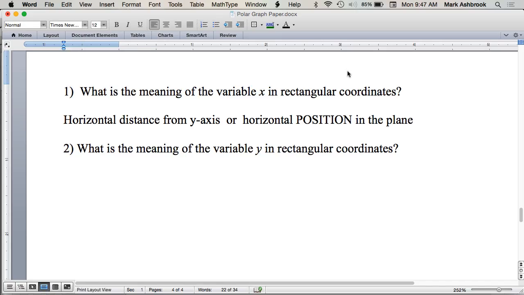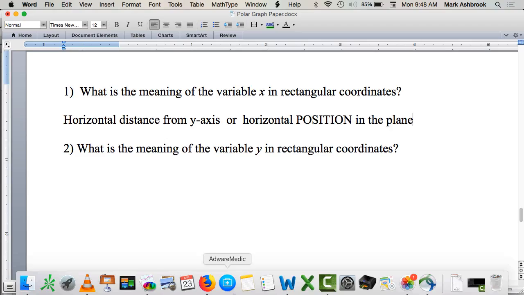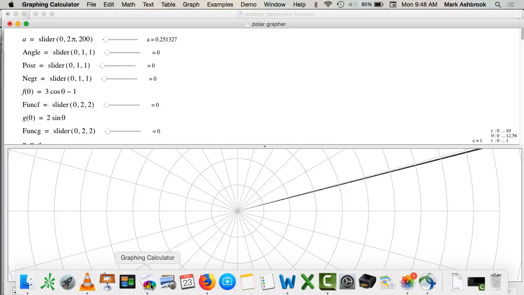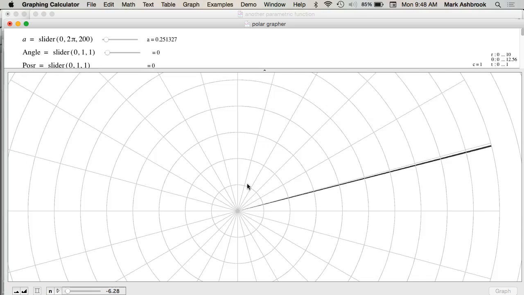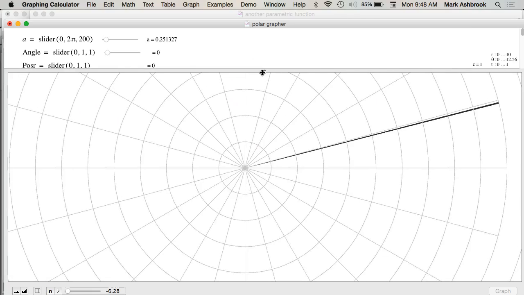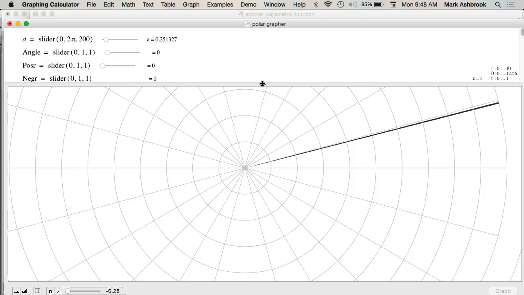So we're gonna kind of start over with a whole new way of plotting points in graphs called polar coordinates. Here we go. So polar coordinates are not based on horizontal and vertical position or rectangles, right?